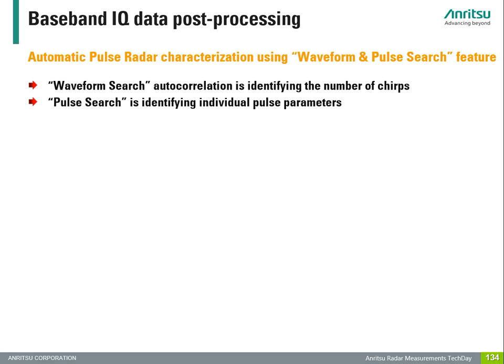Now we would like to operate with more advanced features. The so-called waveform search is some kind of autocorrelation. Firstly, you extract some part of a signal. In the second step, you use this extract for autocorrelation measurements. The pulse search feature delivers information about the individual detected pulses, like pulse duration, pulse repetition frequency, and power readouts.